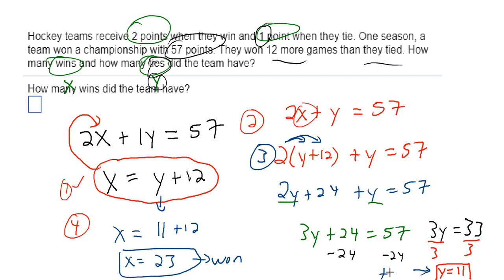This is the number of games that they tied. And that's what you'll type into MyMathLab. So how many wins did the team have? They had 23. 23 wins, and then it'll ask how many ties, and you'll type in 11.